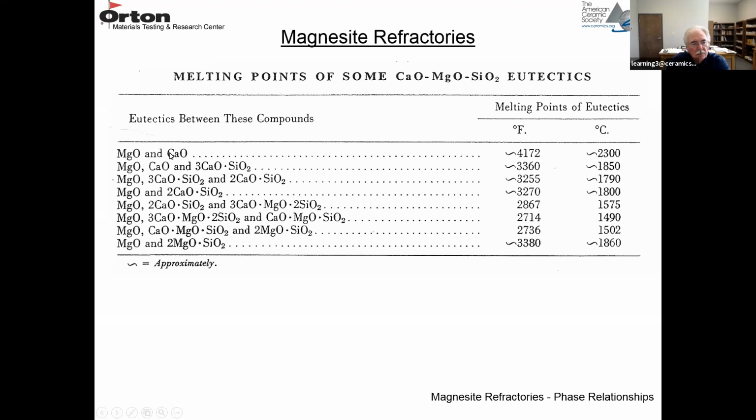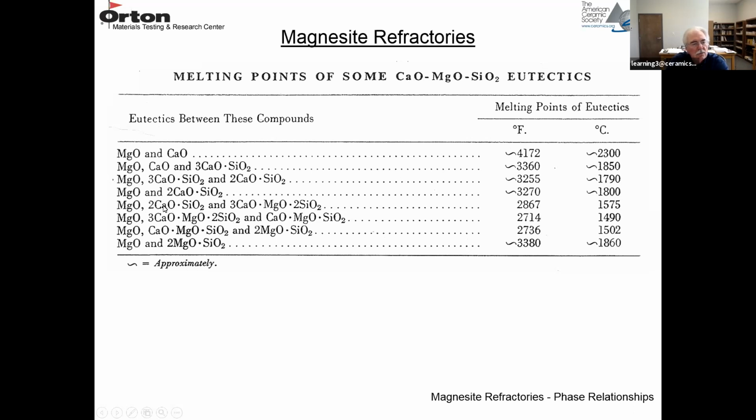So the eutectic between MgO and CaO, we showed this when we talked about corrosion in phase diagrams. It's 2300 degrees C. MgO, CaO, and the tricalcium silicate is 1850 C. MgO, tricalcium, and dicalcium silicates are still high temperature materials. The eutectic is down to 1790. MgO and dicalcium silicate is still high, 1800.